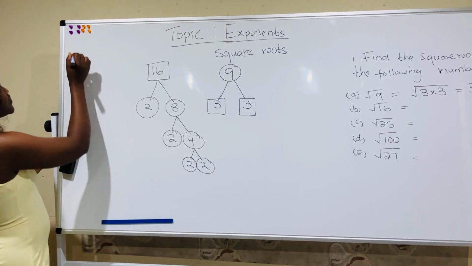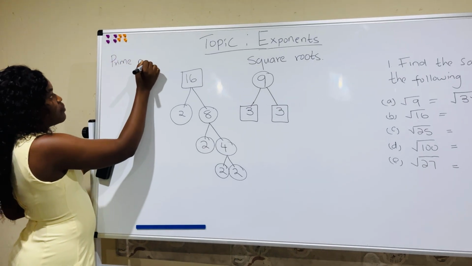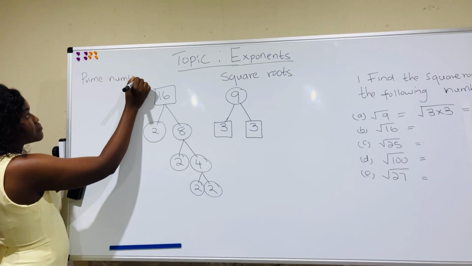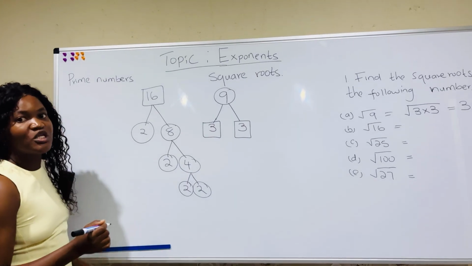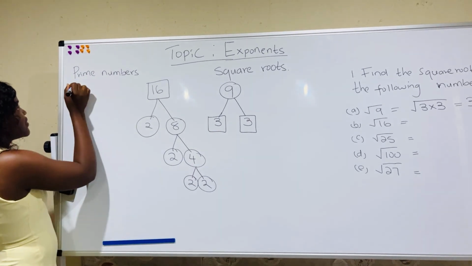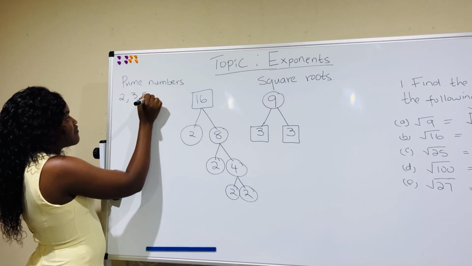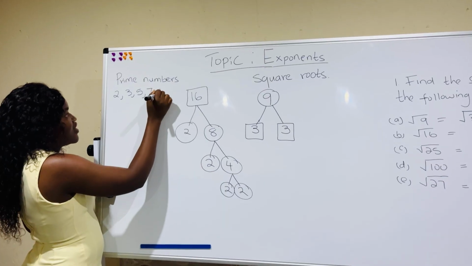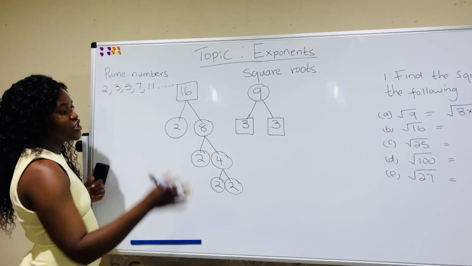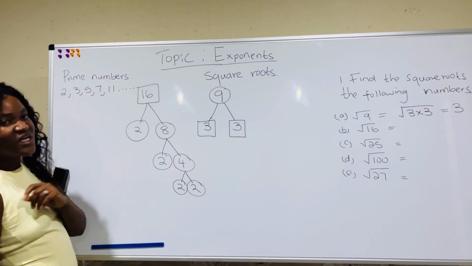And by the way, in case you don't know what prime numbers are, prime numbers are numbers that are divisible only by 1 and themselves. So our prime numbers include 2, 3, 5, 7, 11 and they continue.